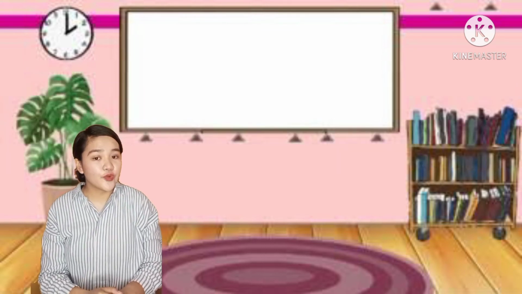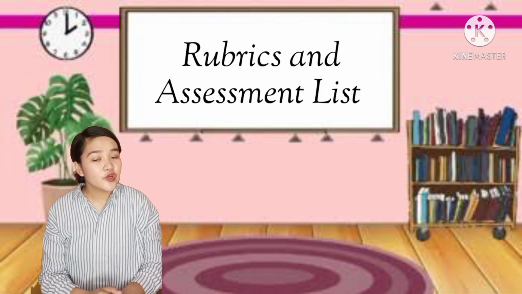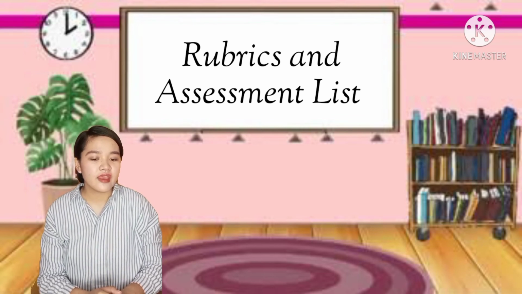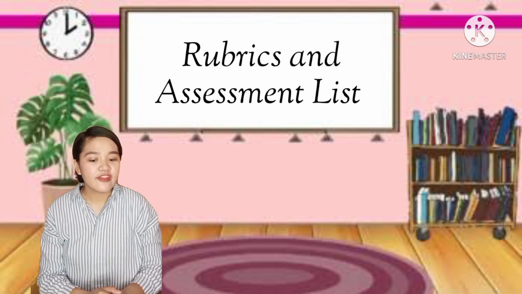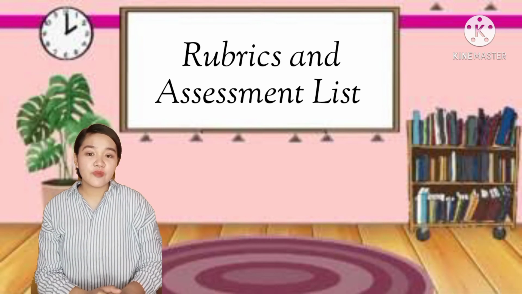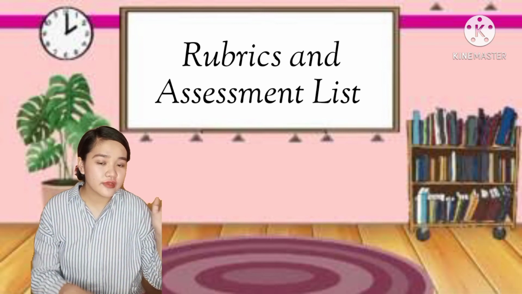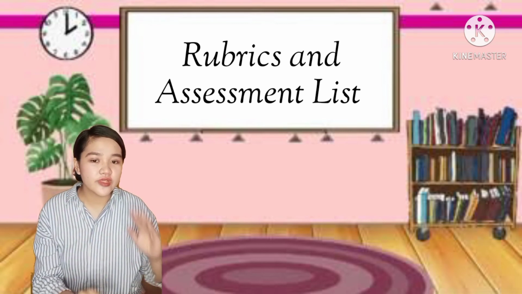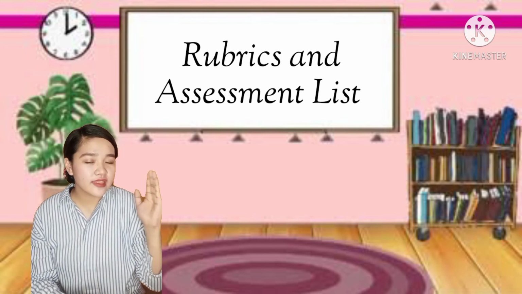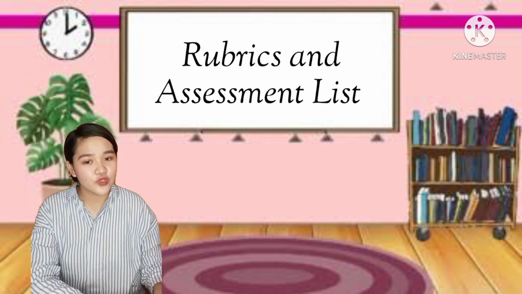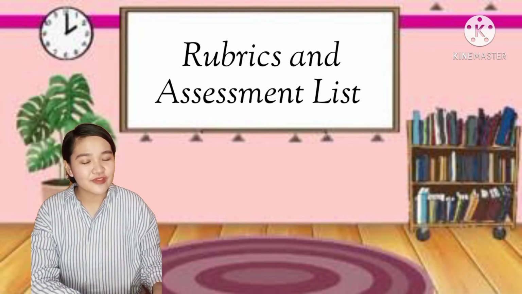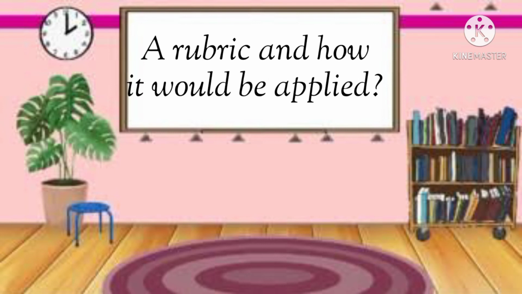And lastly, we have the rubrics and assessment list. A rubric is a type of rating scale or a structured approach to assessing students' poetry that focuses on assessing a predetermined set of criteria. This can be beneficial to both parties, the students and the teacher, since the student would have an idea of the expected outcome and the teacher would grade her or his student based on the criteria given to the student. A rubric and how it would be applied.